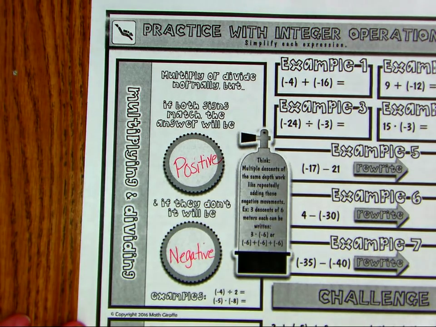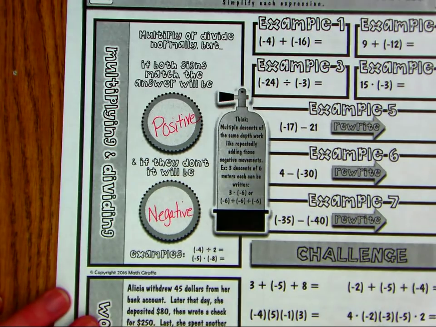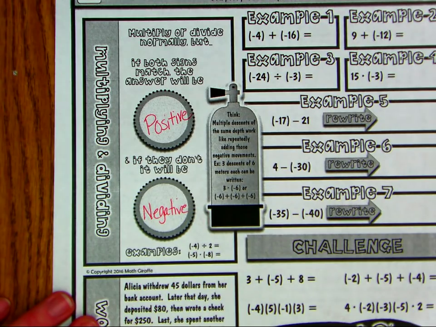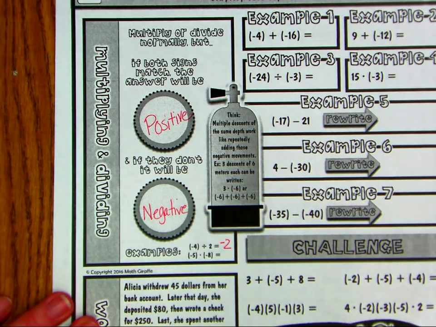Okay? All right, let's do an example. Negative 4 divided by 2. You have a negative and a positive. So what is our answer going to be? Yes. Negative 2. Good.